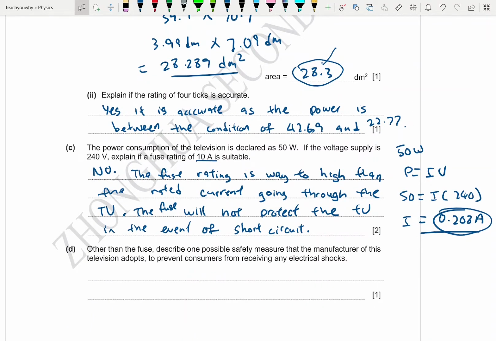Okay, so you can imagine, let's say I have a short circuit and then the current reaches like 9 ampere, way higher than what the TV is supposed to experience. So it's already burning, it's already melting, the temperature is very high. Still the fuse will not break because the fuse that we put in at 10 ampere is too high.